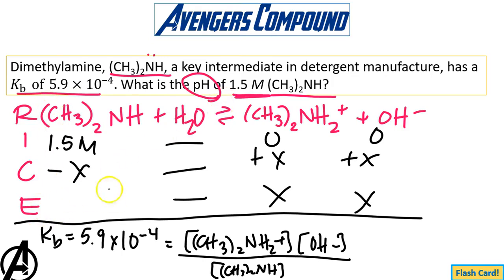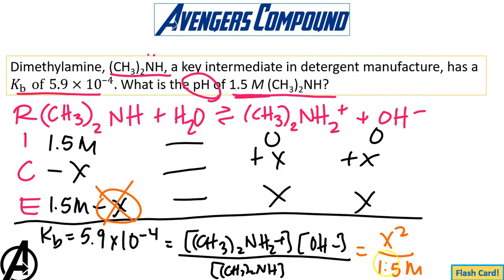Next, we can go ahead and fill out our equilibrium amount. So we're going to have 1.5 molar minus X here. Now, the question becomes, can I make an assumption? We already declared that was true. We can make an assumption, so I'm going to get rid of the minus X here. Now I can go ahead and fill out my Kb, and it's going to be 5.9 times 10 to the negative 4 is equal to X squared divided by 1.5 molar. So let me go ahead and erase this, and then we'll solve for X. Once we have X, we'll have our OH minus, and then we'll go from there.